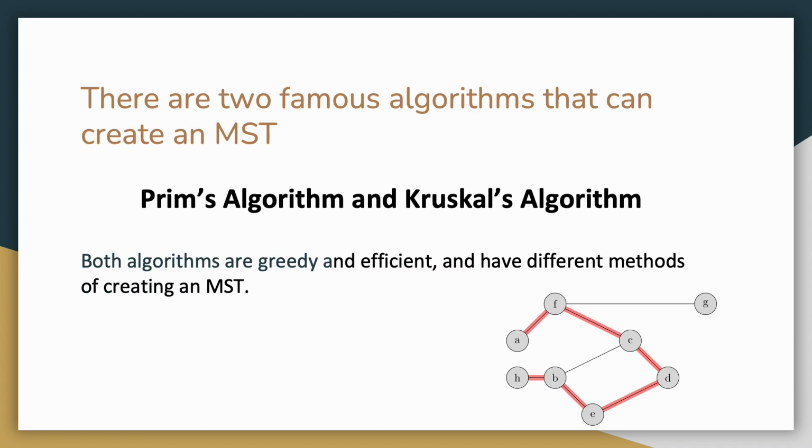There are two famous algorithms that can create an MST. The first algorithm we're going to talk about is Prim's algorithm, and then we will discuss Kruskal's algorithm. Both algorithms are greedy and efficient and have different methods of creating an MST, but at the end of the day, they get the work done.